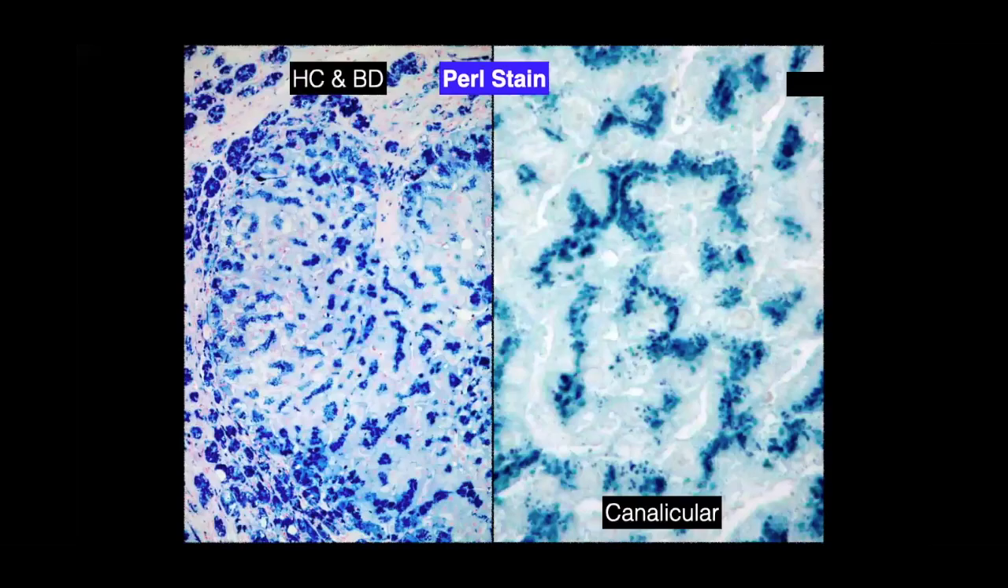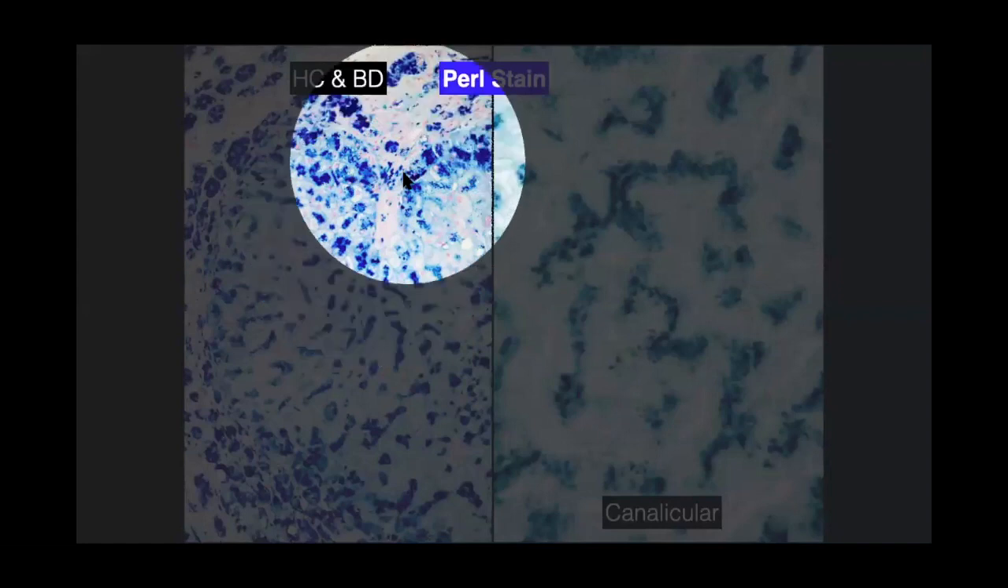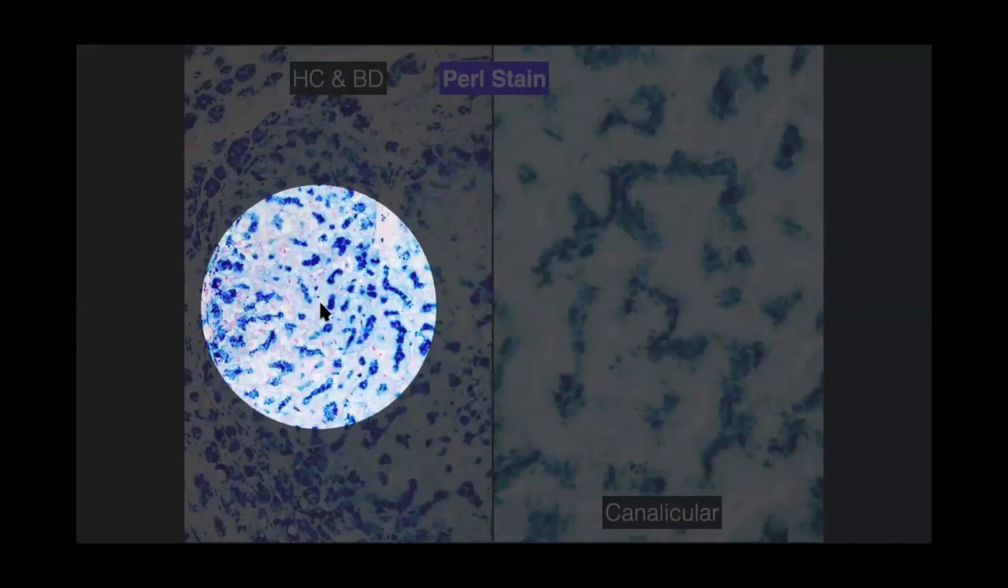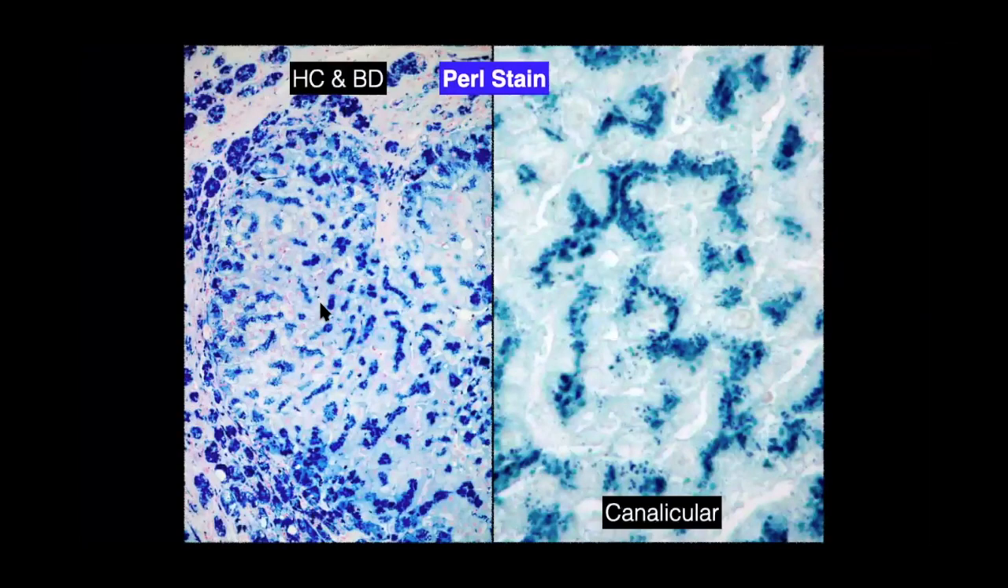If you do Perls' Prussian blue stain, you can see the increased number of iron pigments. Those blue pigments can be in a canalicular pattern or in an intrahepatocytic pattern. Perls' stain, and I will tell you how to grade the Perls' stain when we do the topic on pigments in the liver.